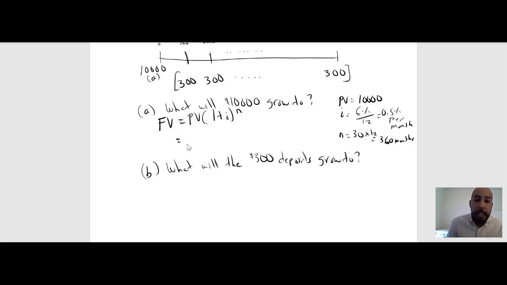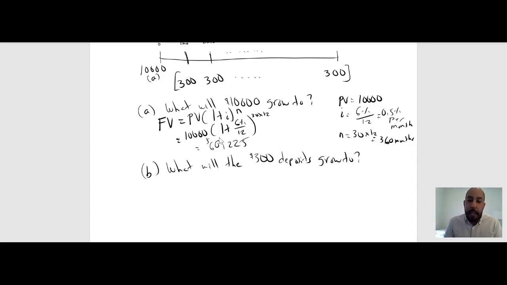All right, so if I put this in here, we have $10,000 times 1 plus 6% over 12, which is that 0.5% that we have here, raised to the 30 times 12, which is the 360 that we have there. What I end up getting is $60,225. So that answers our first question. If we put $10,000 into the account today and let it sit there for 30 years, what we're going to have at the end of the 30 years is $60,225.